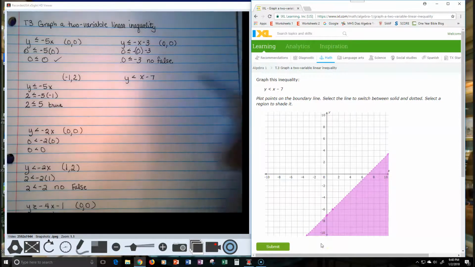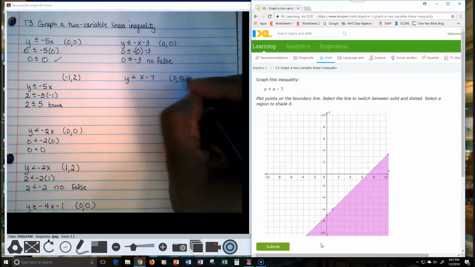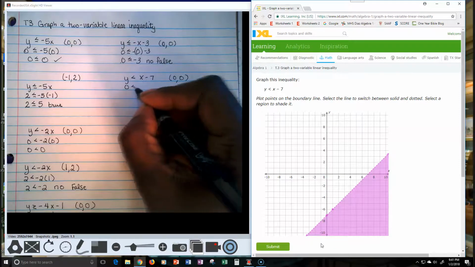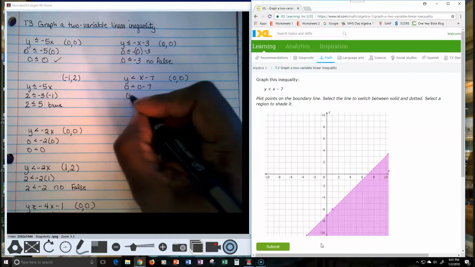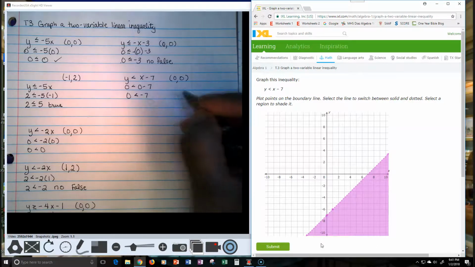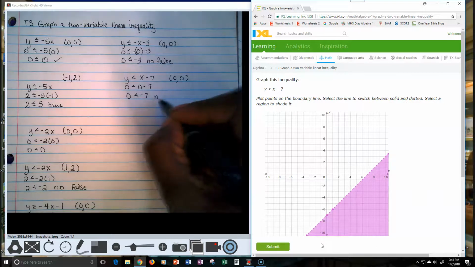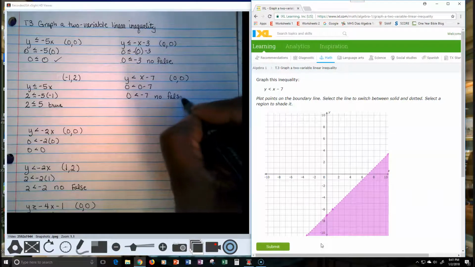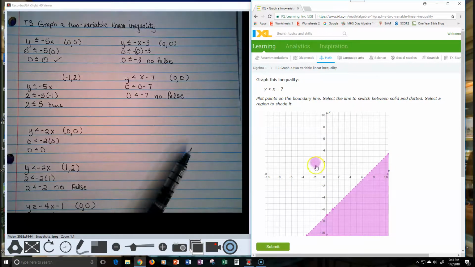Test it if you must. So we're going to put 0, 0. So we've got 0 less than 0 minus 7. 0 less than negative 7. Is that true? No, that's false. 0 is greater than. So we're not going to shade the side that includes the 0, 0. We're going to shade the opposite side of the line.